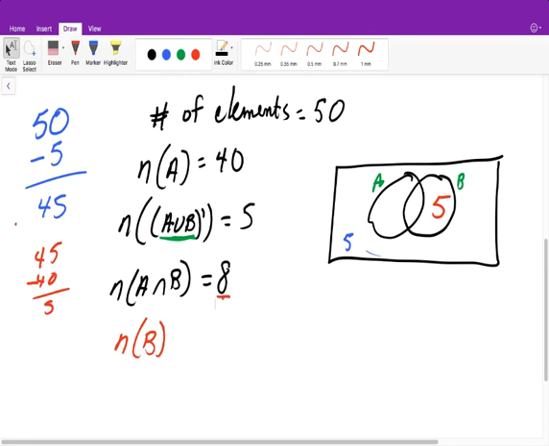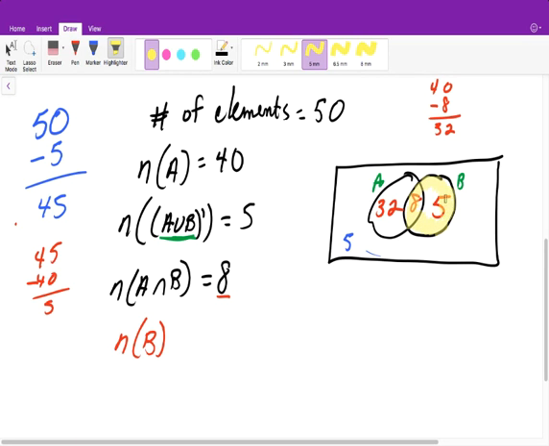This tells me 8 people are in both A and B, so 8 can go there. And if 40 people are in A and 8 are in both, 40 minus 8 is equal to 32. That means 32 people are only in A. So when they say how many people are in B, they mean every single part of this circle B.